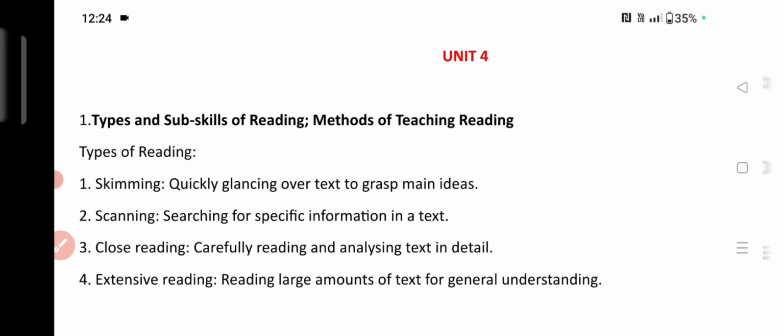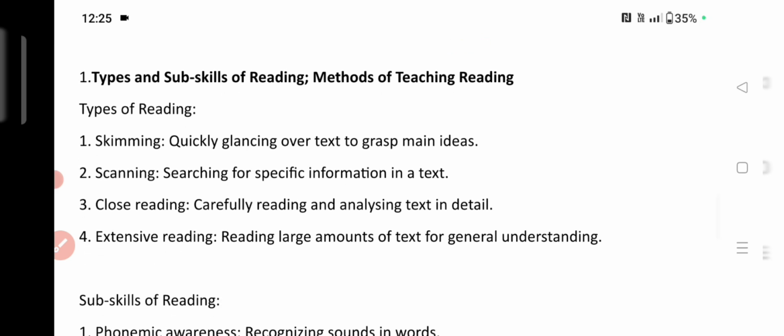So what do you mean by reading? Actually, if you are learning a language, you must be proficient in all the skills, right? Speaking, reading, writing, listening, and answering also. Answering is nothing but speaking only. So every skill you need to perfect when you want to be proficient. So the types of reading: there are four types of reading.